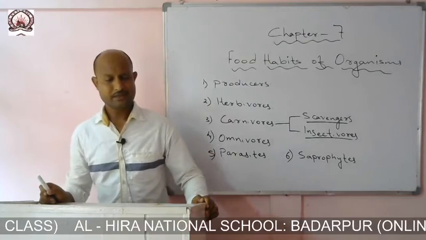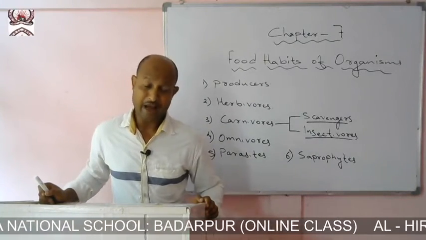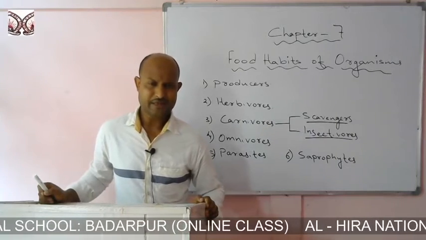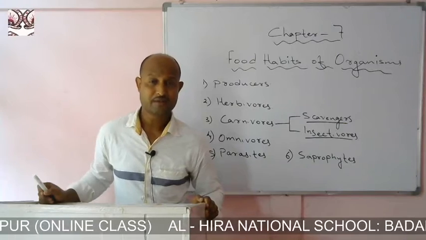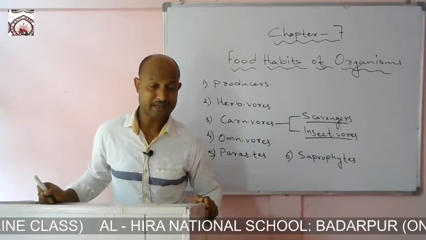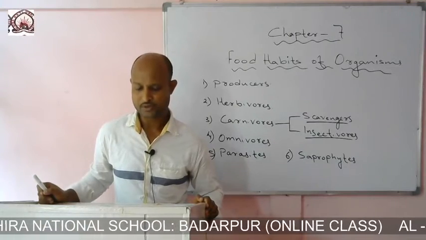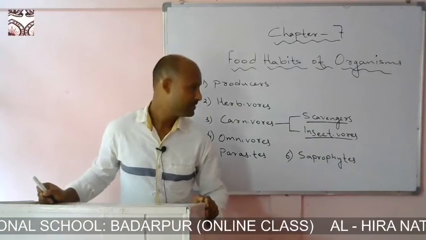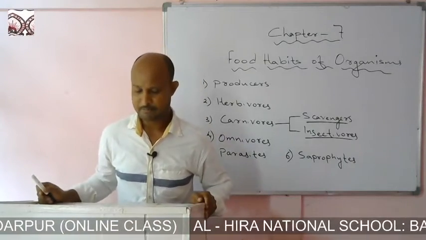So these animals, which are called scavengers, like vultures and hyenas, will get the smell from a large distance and they will go and feed on that rotten or dead or decaying organic matter of that organism. So such organisms come under this scavengers group, as vultures and hyenas.